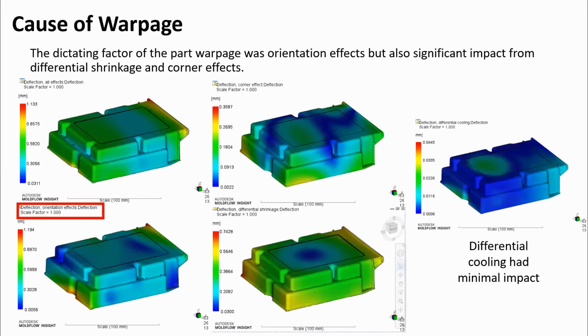So again, reviewing the cause of warpage, our dictating factor here was actually orientation effects, but coupled with differential shrinkage and corner effects, which cannot be ignored as well. They had quite like 0.75 from differential shrinkage on our warpage and 0.35 from corner effects. So we had really 3 main areas affecting our warpage, but fibre orientation was definitely the dictating factor. Looking at cooling then, it really had minimal impact, so less than 0.05 of a mil from differential cooling. So we could just ignore that as a problem area.